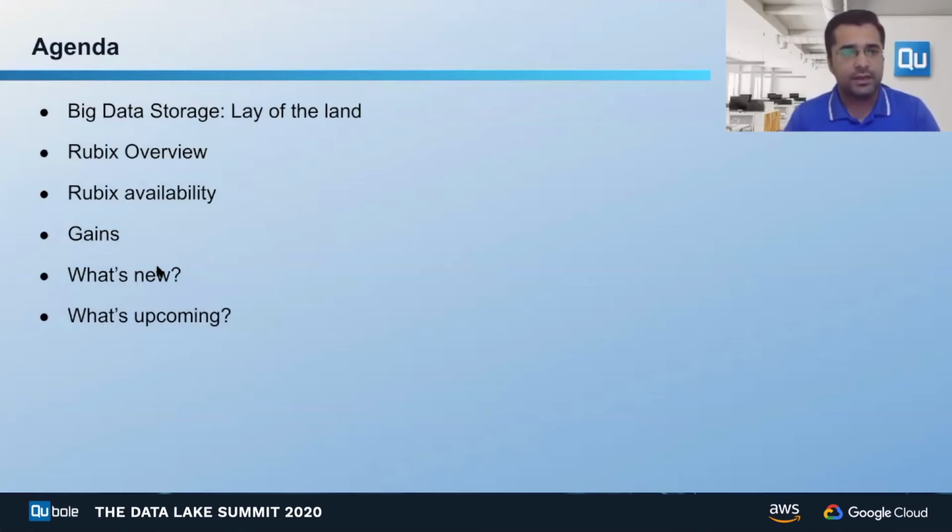Right, so the agenda is as follows. Because we're talking about speeding up of data storage layer, we're going to look at the lay of the land about big data storage, where it started, where is it right now, why is it where it is, what are the problems with it, and how RubiX fits into all of this. Then we'll go into the RubiX overview. We'll discuss what RubiX does, how does it do it, why should you use it, and how can you use it.